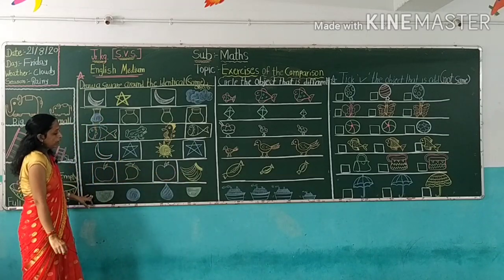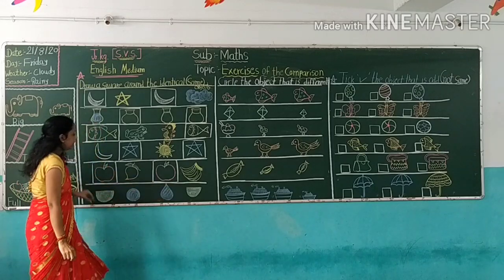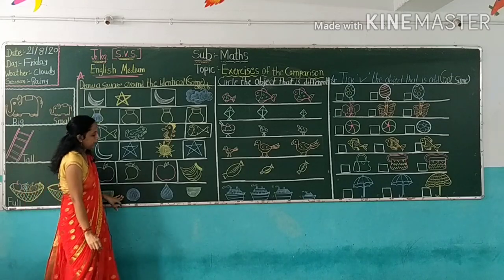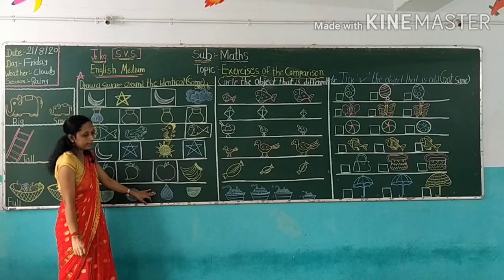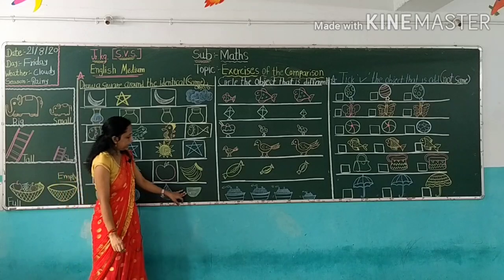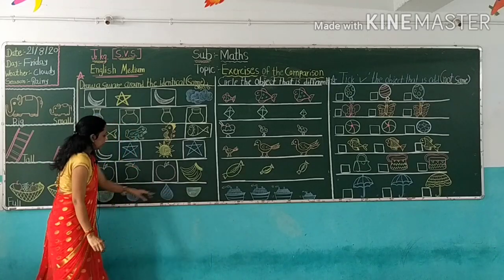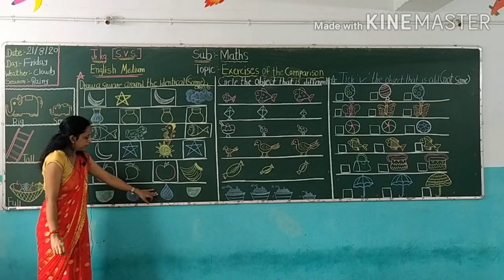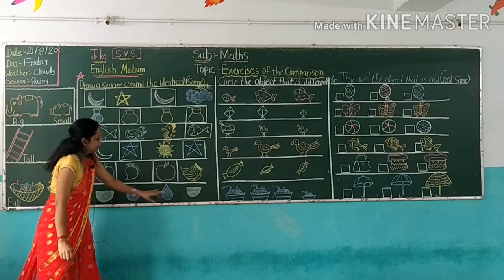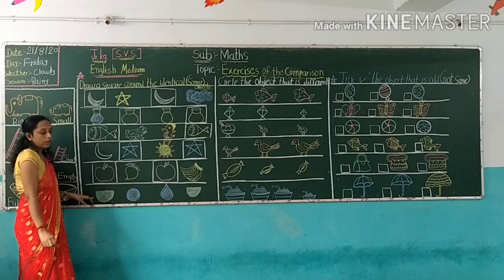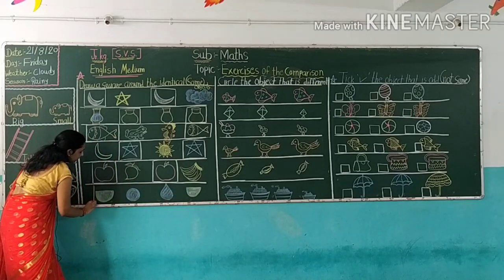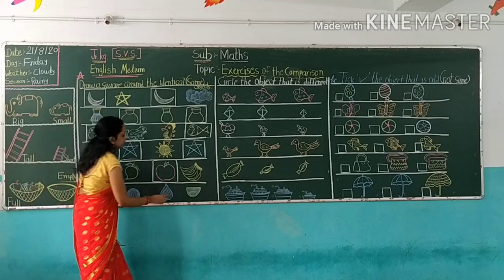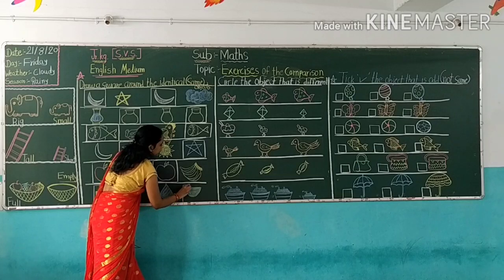And last, what are these? Here I drawn shapes. This is semicircle and this circle and this diamond and this semicircle. So which picture is same? Tell me. This? No. This? No. This semicircle is same. So square the semicircle. This picture is same.